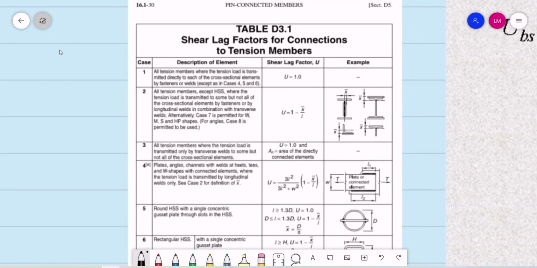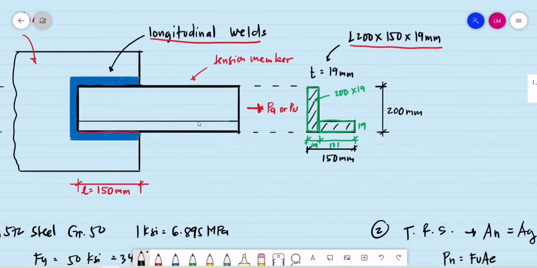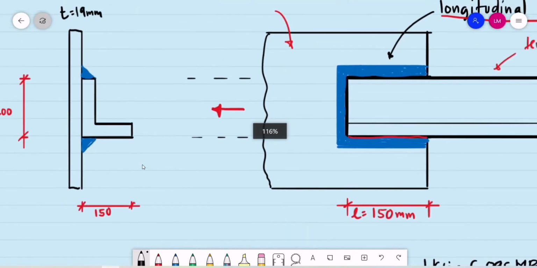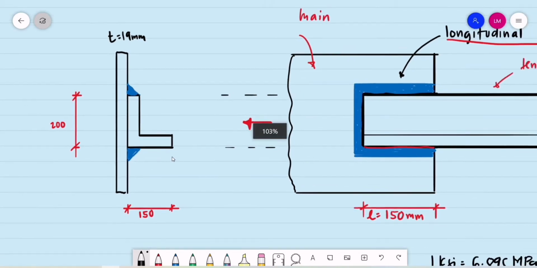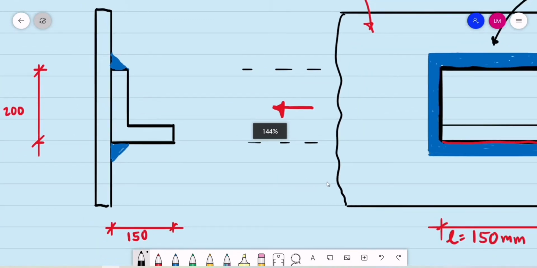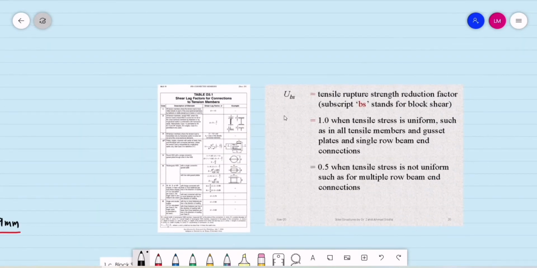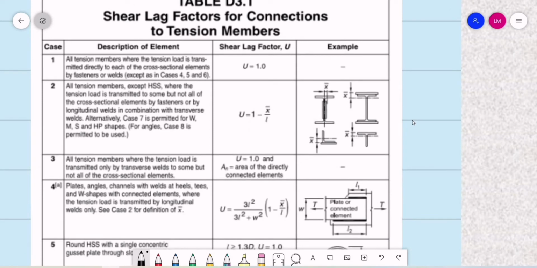So for this time, as you observe our tension member, the only welded leg is the 200 mm, and the 150 mm is free. So this will fall to case number 2. Okay, so case number 2, we have it in our table, this figure. So one member is welded to the main plate.